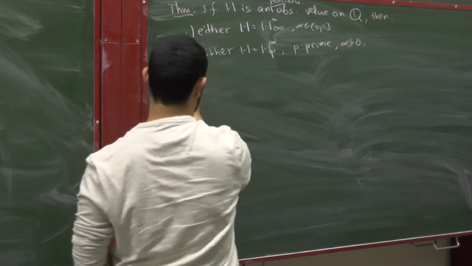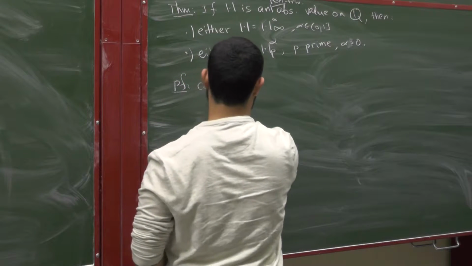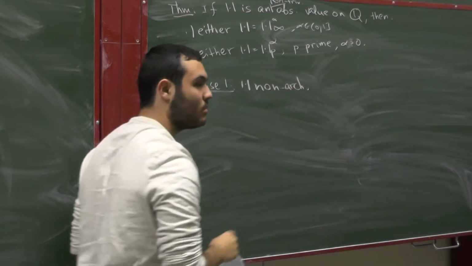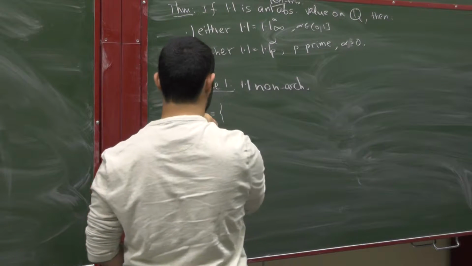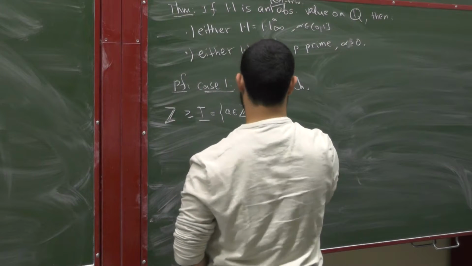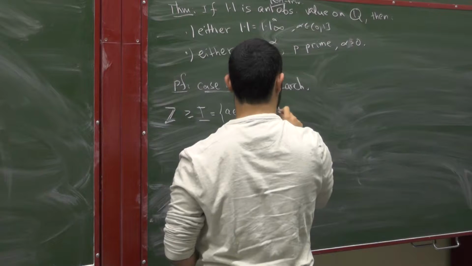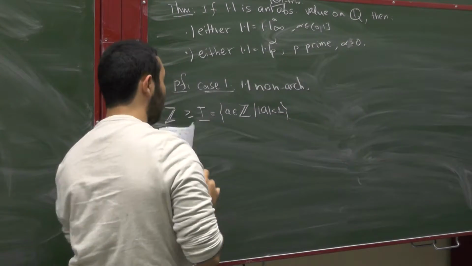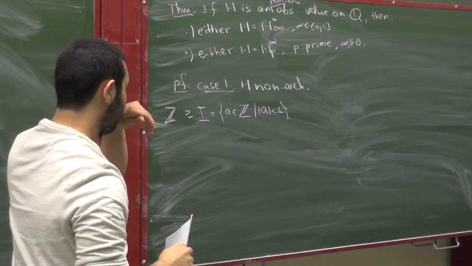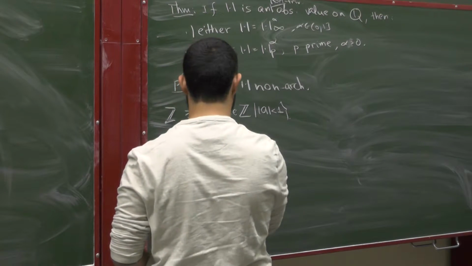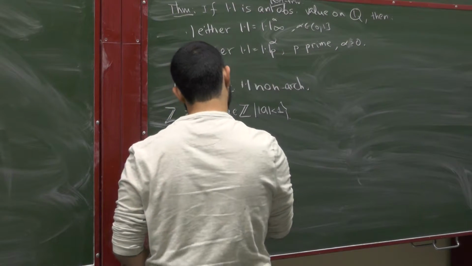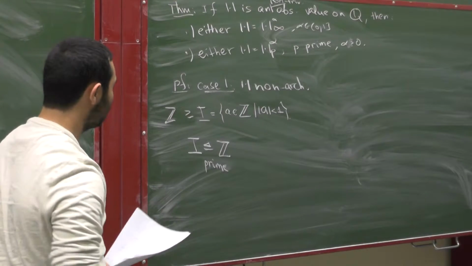Okay, so let's prove this. So we argue by cases. Case 1, this is non-Archimedean. Let me define I to be the subset of Z having all elements with absolute value less than 1. Then we know it's not empty by the lemma, and it can't be everything. And actually by the lemma we can see that I is an ideal of Z, and it's actually a prime ideal. Prime does not follow from the lemma, just true.